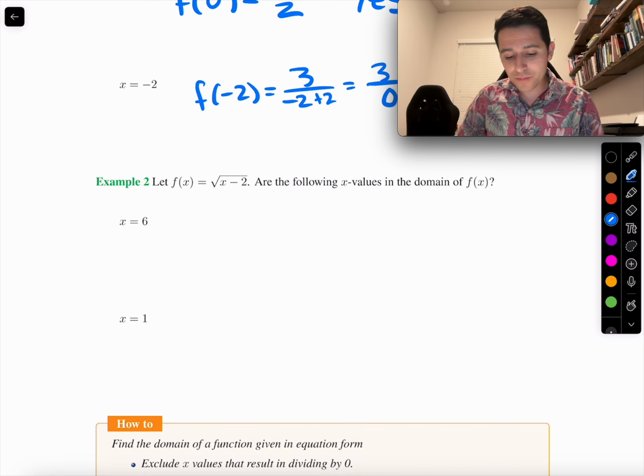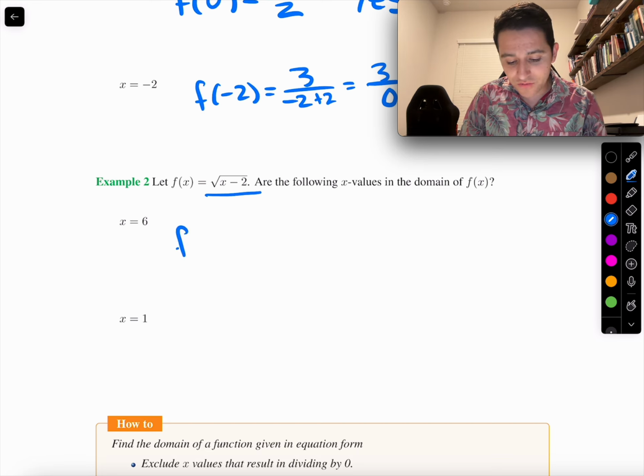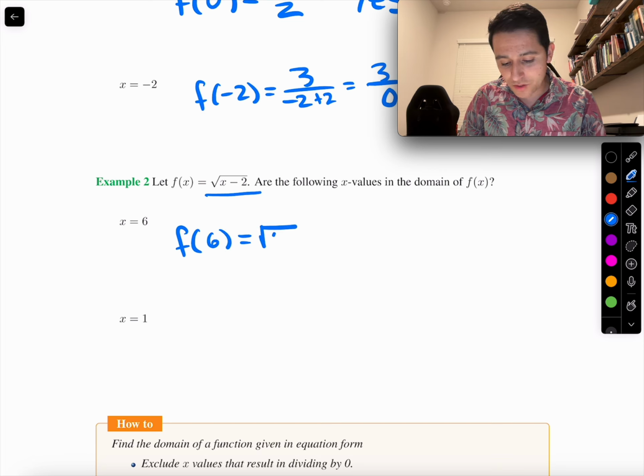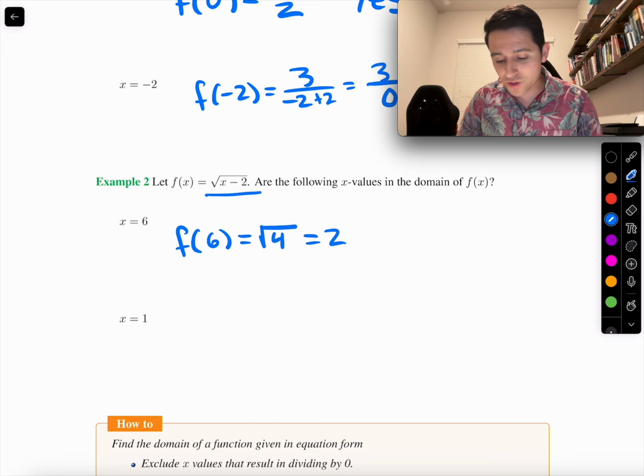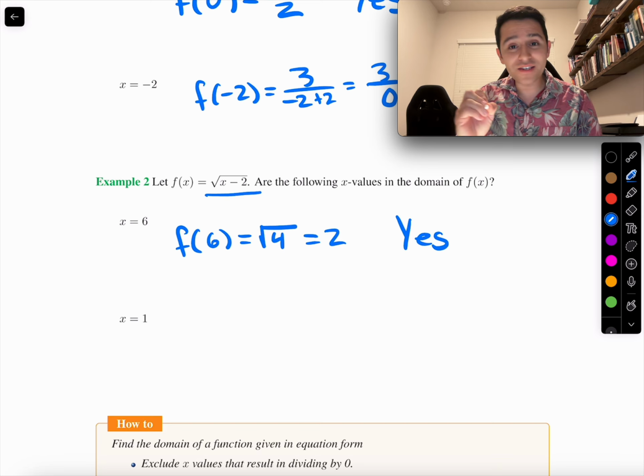Let's do another example. This time we have an even root, the square root. So is 6 part of the domain of this function? Let's find out by plugging it in. If I plug it in, inside I'm going to get 4. This is 2. This is a real number. This is defined. So the answer is yes.